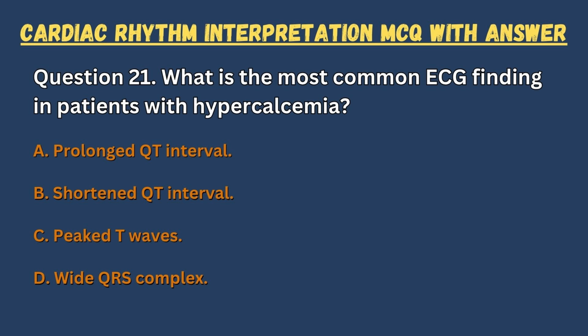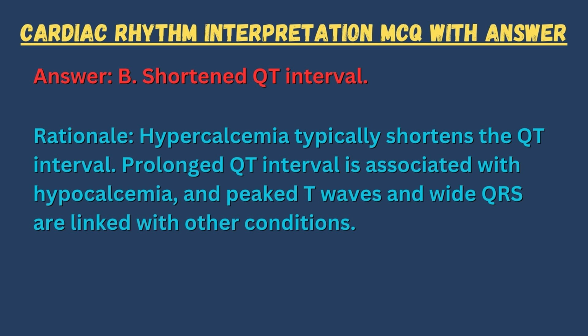A. Prolonged QT interval. B. Shortened QT interval. C. Peaked T waves. D. Wide QRS complex. Answer: B. Shortened QT interval. Rationale: hypercalcemia typically shortens the QT interval. Prolonged QT interval is associated with hypocalcemia, and peaked T waves and wide QRS are linked with other conditions.